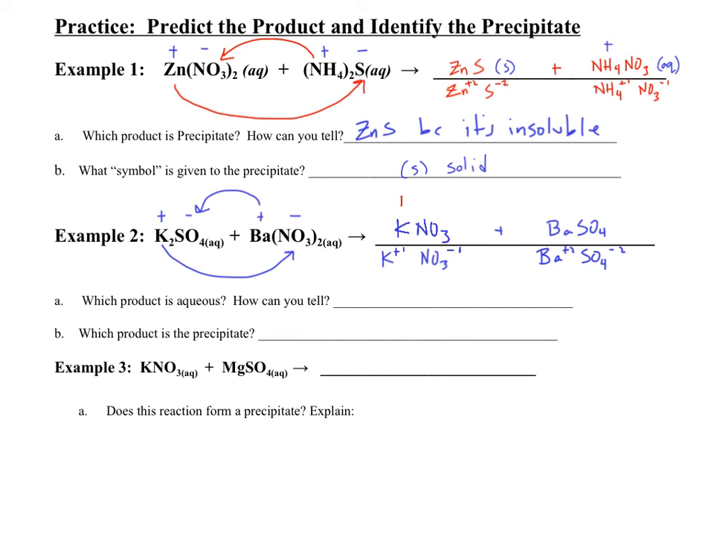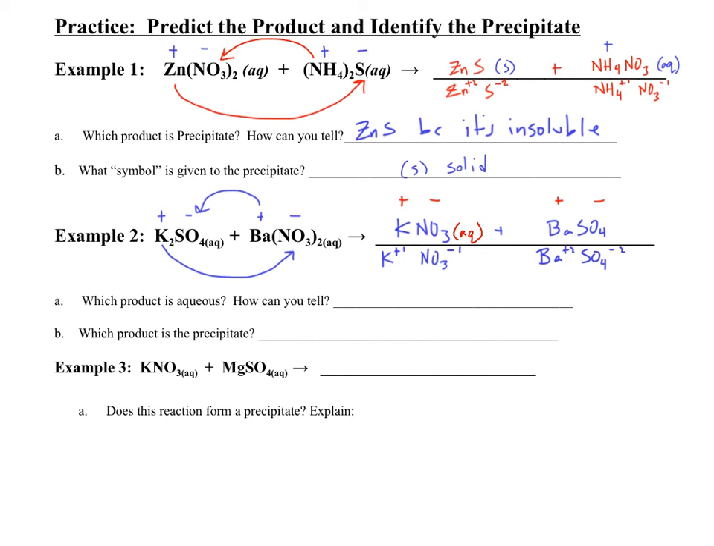So potassium is positive, nitrate is negative. Barium is positive, sulfate is negative. So I'm only looking for the negative ion in this compound, which is nitrate. So I need to go back. Anything bonded with nitrate is going to be soluble in water. So I'm going to give potassium nitrate an AQ, telling me that it is dissolved in water.